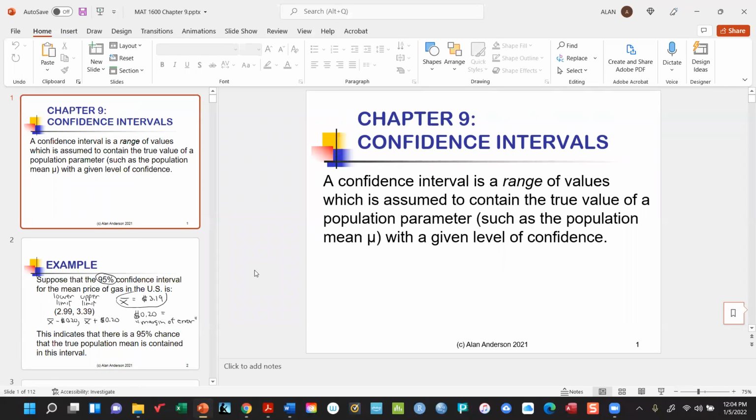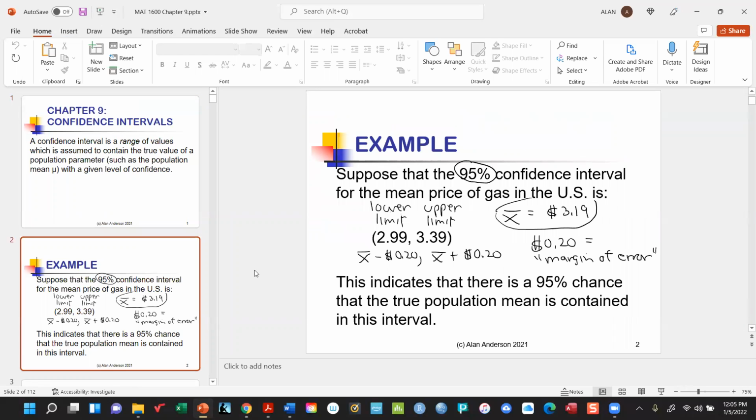Confidence intervals. The idea behind a confidence interval is that you want to understand the properties of a population parameter like the mean, but instead of providing a single number, you provide a range of values. For example, let's take a look at this one. Suppose we're interested in analyzing the gas prices in the US. Now, this is a little outdated. I should add $1 to both the lower and the upper limit.